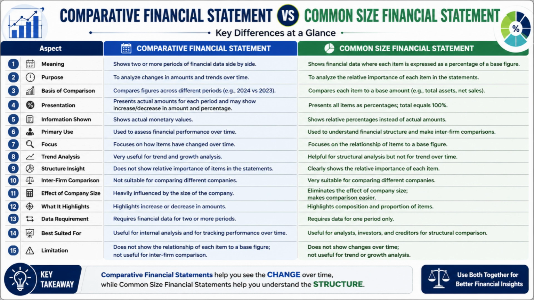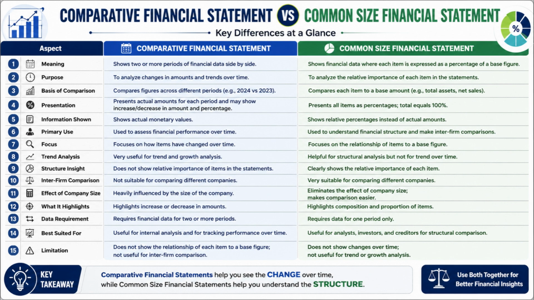Number 14. Comparative financial statement is ideal for internal performance evaluation, whereas common size financial statement is ideal for comparing companies in the same industry. Number 15. Comparative financial statement does not clearly show item proportion to total figures, whereas common size financial statement clearly shows the percentage share of each item in the total.